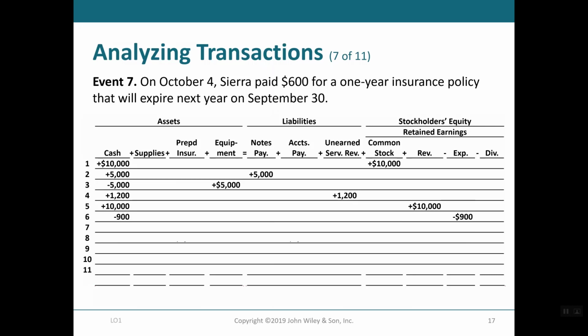All right, event 7, on October 4th, Sierra paid 600 for a 1-year insurance policy that will expire next year on September 30. So they paid cash. Cash was paid out. That's a reduction in assets, which is cash, and an increase in another asset, which is the prepaid insurance. So we have our 600 here, a reduction in one asset and an increase in another asset.